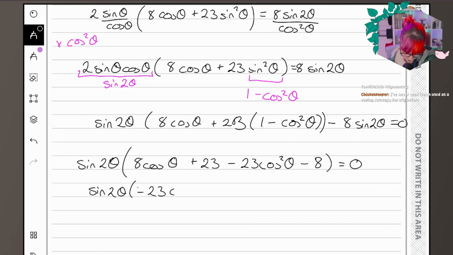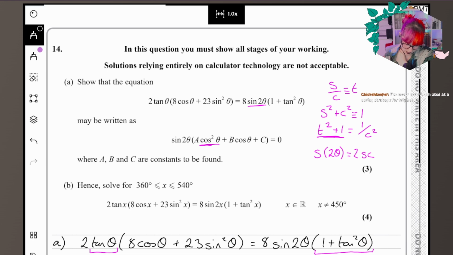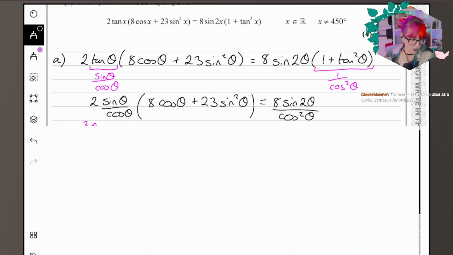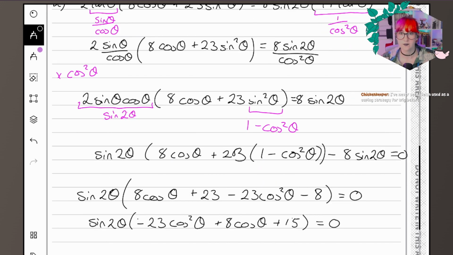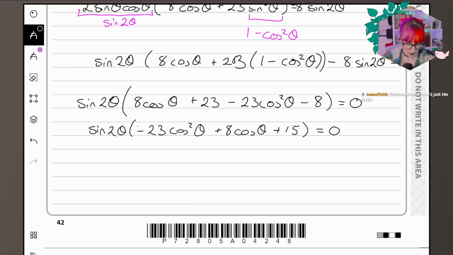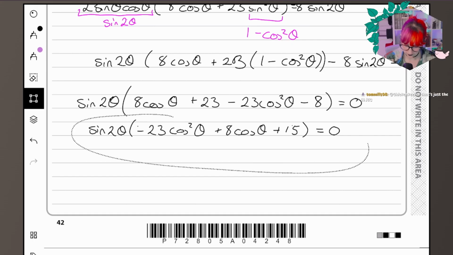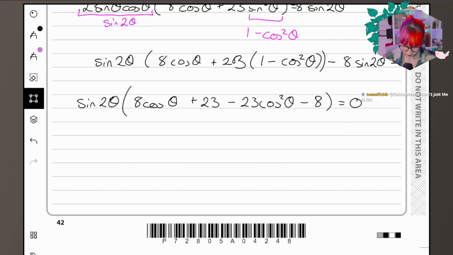Minus 23 cos squared theta plus 8 cos theta, plus 23 minus 8 is 15, equals 0. And now the question is, A, B, and C are constants, so that's fine. There we go. So that's the expression that we needed to find. We then get "hence solve". So I'm going to copy this over to the other page.